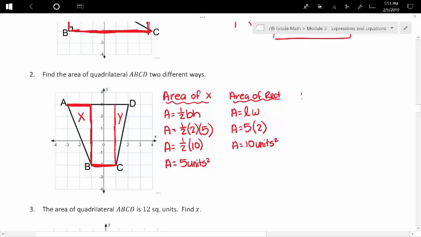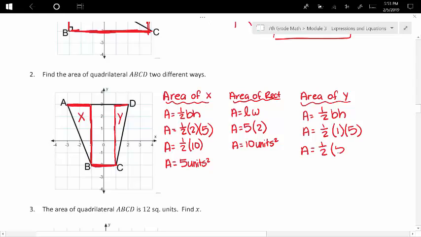So we just have one more, area of Y, triangle. I'm going to remember 1/2 base times height. Okay, let's plug in our information here. The base, this one here, is only 1 unit. And then the height, we already know that height, that is 5. So let's do our work here. Area is half of 5, which is 2.5. We'll use a decimal: 2.5 units squared.